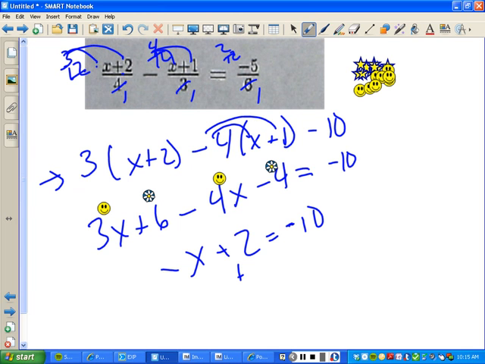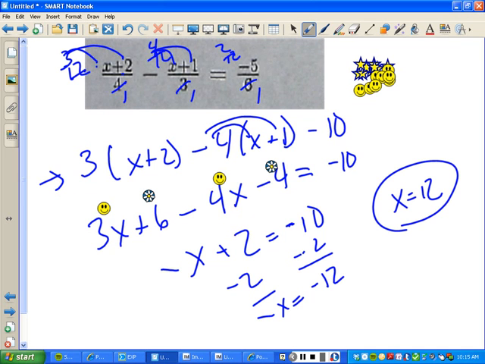Subtract 2, subtract 2. Negative x equals negative 12. X equals 12. And that's your final answer.